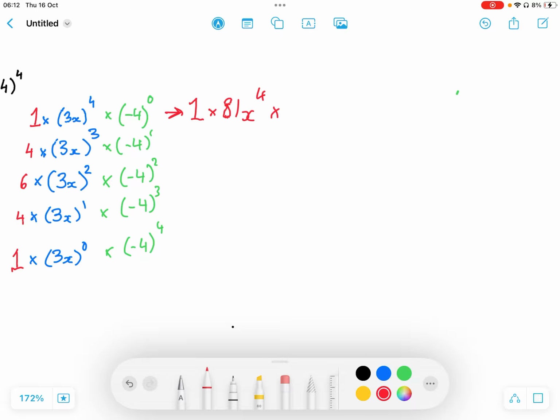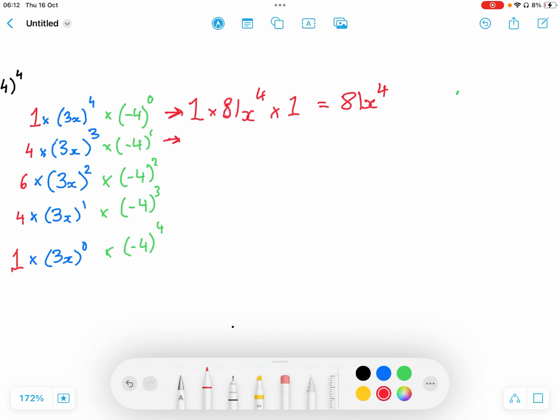Multiplied by negative 4 to the power of 0, or anything to the power of 0 we know, we're confident, is just 1. Fine. Okay, let's bring it together now. Well, 1 times 81x to the 4 times 1 is just 81x to the power of 4. My handwriting's got worse because my iPad pen's being silly. Okay, next one.